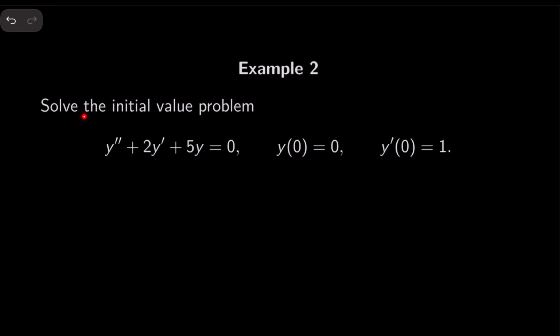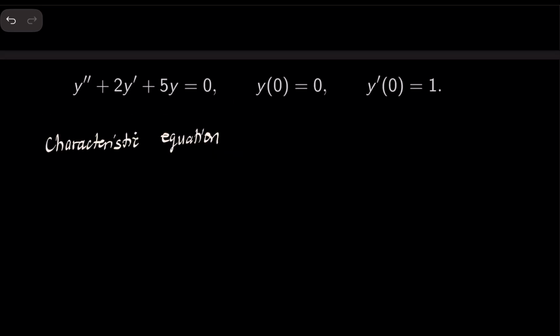Example 2. Solve the initial value problem y double prime plus 2y prime plus 5y is equal to 0, y of 0 is 0 and y prime of 0 is equal to 1. The first step is to write our characteristic equation, and so we are going to have r squared plus 2r plus 5 is equal to 0.